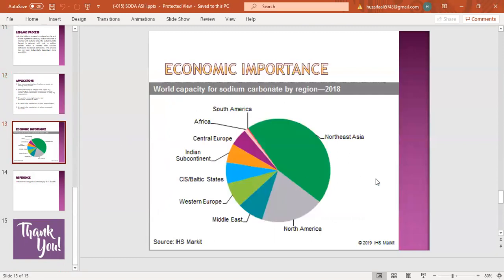Economic importance. This chart shows world capacity for sodium carbonate in 2018. Largest capacity of sodium carbonate was in Northeast Asia, then North America, Middle East, Western Europe, CIS or Baltic states, Indian subcontinent, Central Europe, Africa, and lowest capacity of sodium carbonate is in South America.